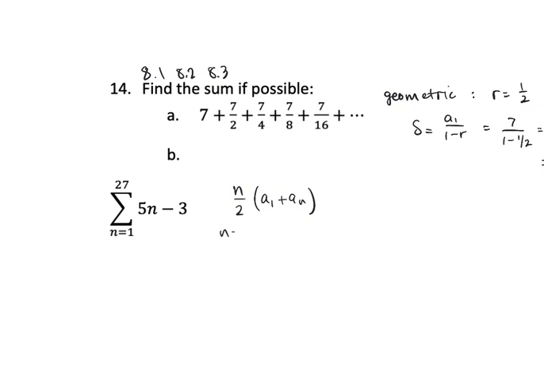N stands for the number of terms. We're adding 27 terms. A sub 1 is the first term of the sequence. We can find the first term using the nth term formula by plugging n equals 1. 5 times 1 is 5. 5 minus 3 is 2. So the first term is 2. Now a sub n is really a sub 27 because it's the 27th term. So the 27th term we find by plugging in 27. 5 times 27 is 135, and 135 minus 3 is 132.